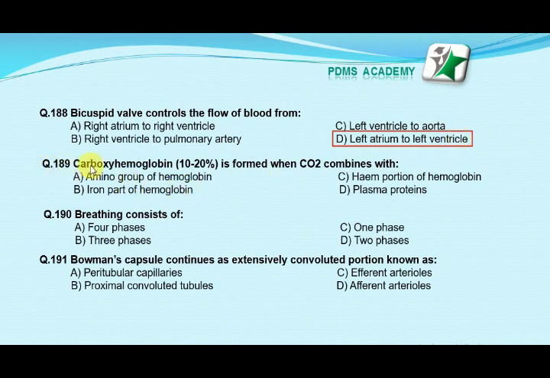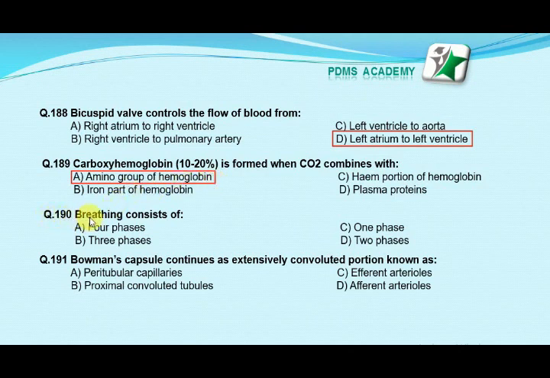Our next MCQ is: carboxyhemoglobin, 10 to 20%, is formed when carbon dioxide combines with option A, amino group of hemoglobin. Option B, iron part of hemoglobin. Option C, heme portion of hemoglobin. Option D, plasma proteins. Our correct answer is A, amino group of hemoglobin.